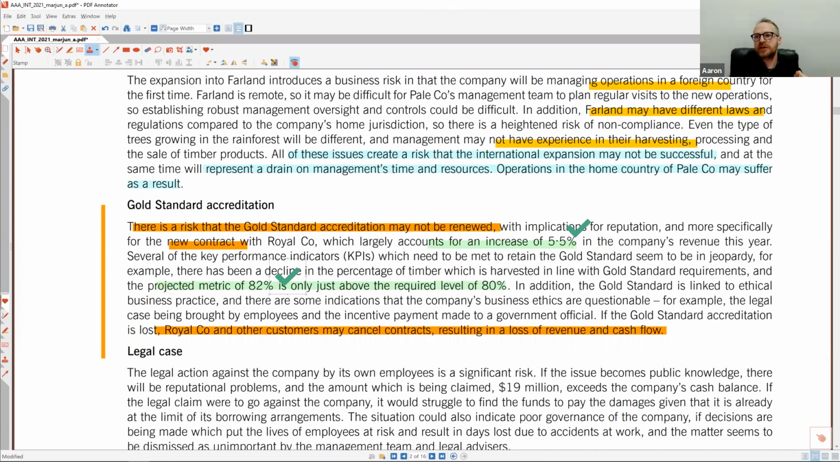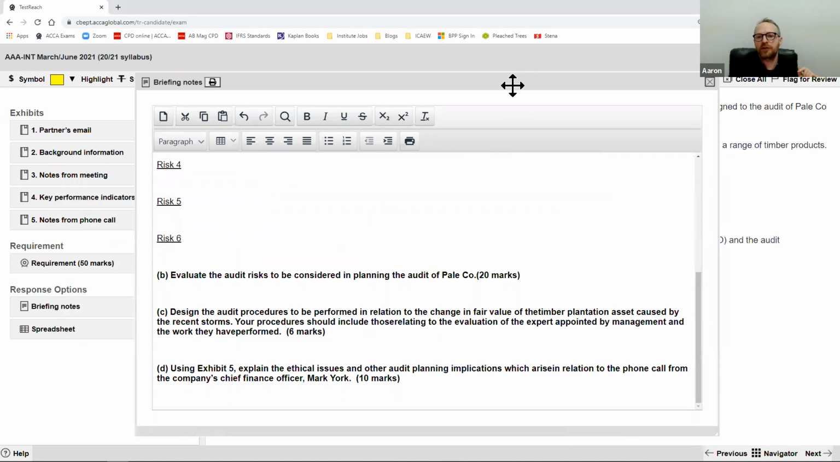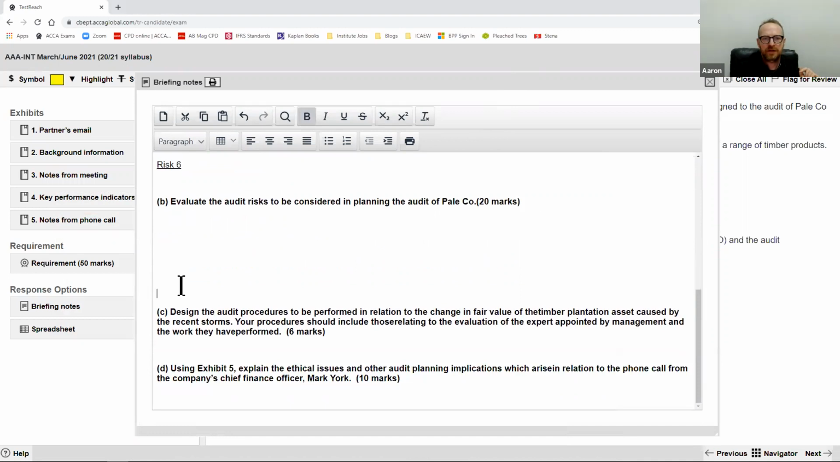Right, okay. Let's just have a think then about the second requirement here. So evaluate the audit risks. Okay, so this is a bit more. So let's think, what's an audit risk? So an audit risk is the risk that something is over or understated or not disclosed when it should be.